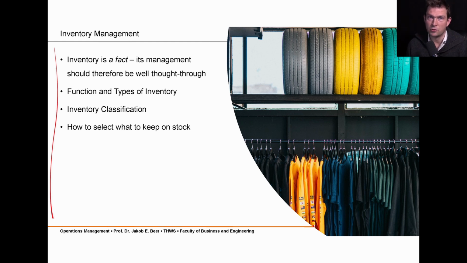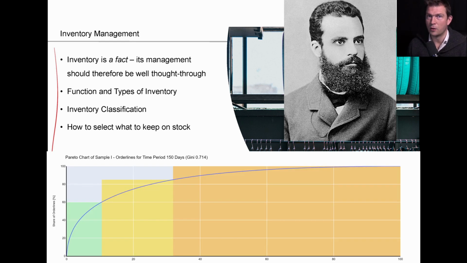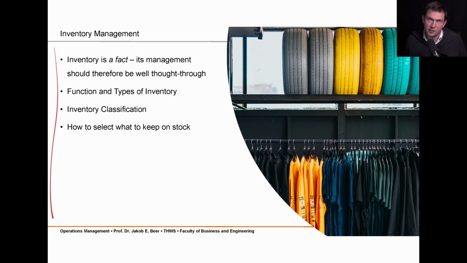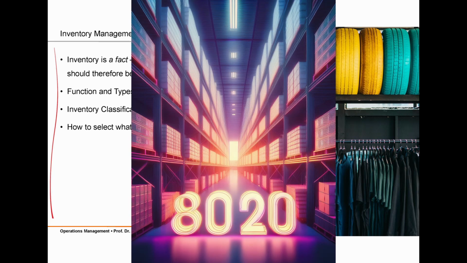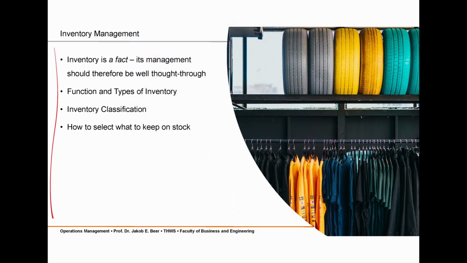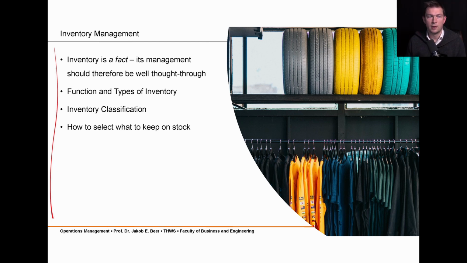Next, we'll cover inventory classification. This includes techniques like ABC analysis, where we classify items based on their importance or value. Such classifications allow us to prioritize and focus on what truly matters in managing inventory. Finally, we'll address the critical question: how to select what to keep on stock. Here, we'll combine different classification concepts to make informed stocking decisions. This framework will provide you with a strong foundation for understanding inventory management and its impact on your organization.